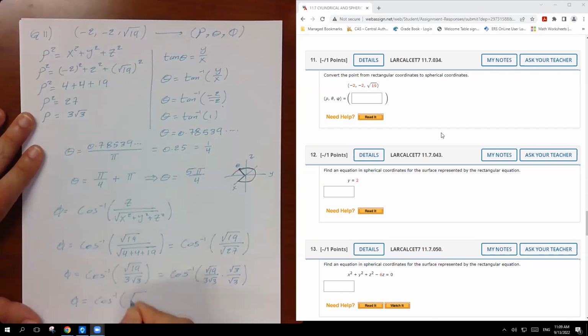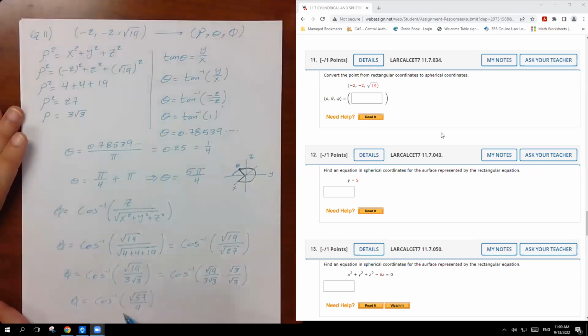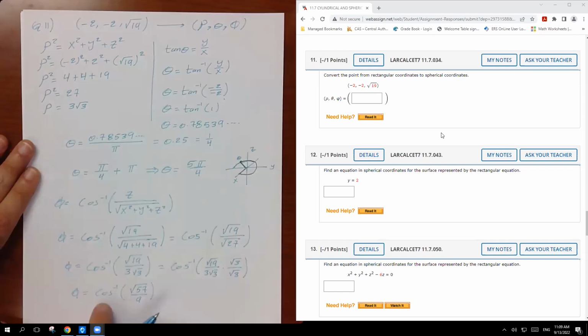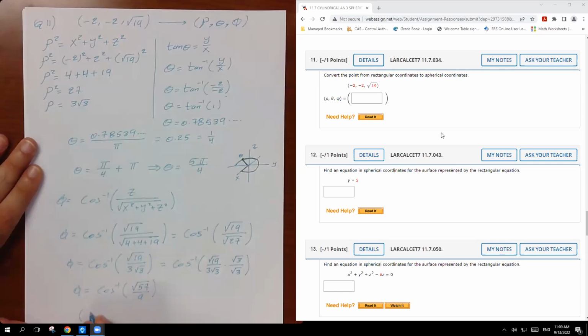So phi is going to be equal to cosine inverse of square root of 57 over 3 times square root of 3 times square root of 3, which is 3, so it's going to be over 9. It's still hard to find. Even if you plug in, you're not going to find an angle. So just write down this. Rho equals 3 square root of 3, theta equals 5 pi over 4, and phi equals cosine inverse square root of 57 divided by 9.